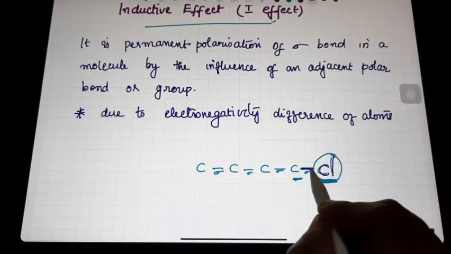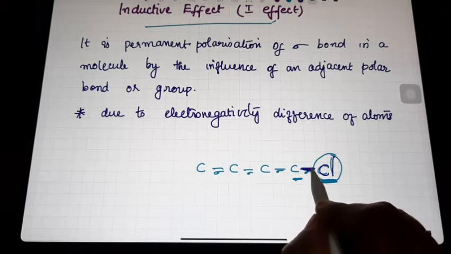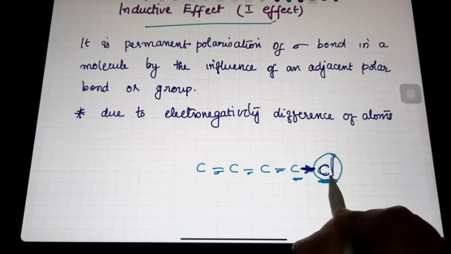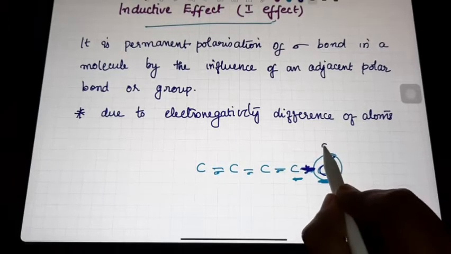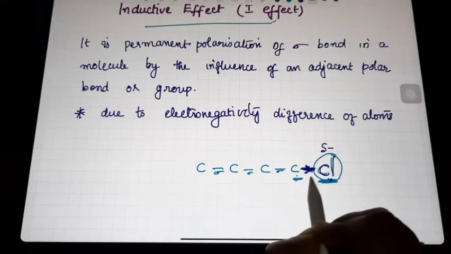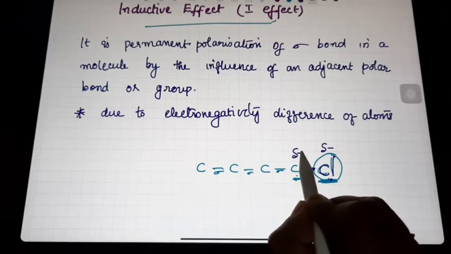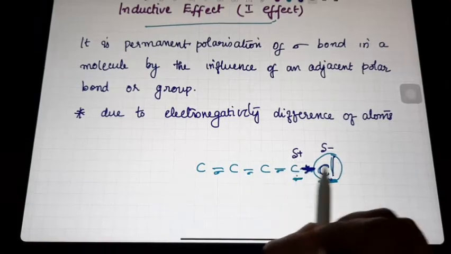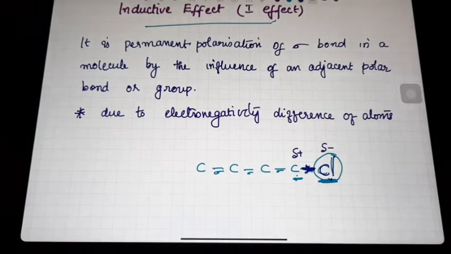So automatically the sigma electrons of the C-Cl bond have the chance to be displaced towards this chlorine. So what happens here? It develops negative charge, and the carbon, having lost its electrons, has delta positive. So the polarity is developed here.